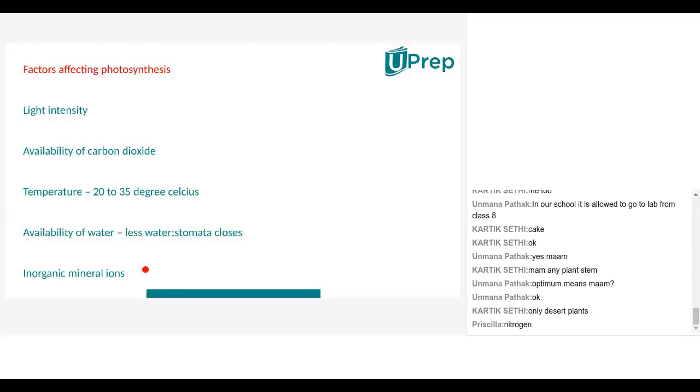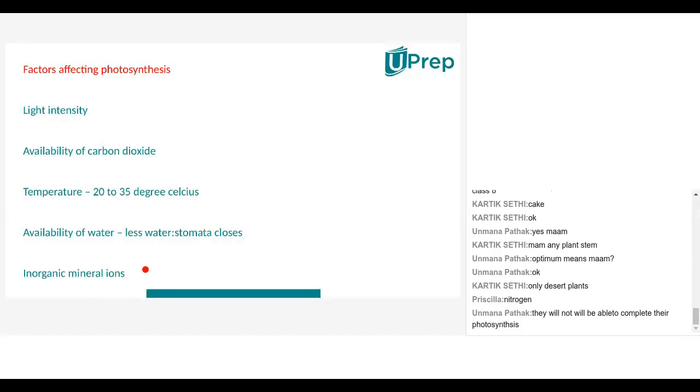What if you give them zinc fertilizer, iron fertilizer? You're giving all the fertilizers and you're saying, I gave my plant so much fertilizer, but still my plant is not growing. Why? Because that particular plant needs nitrogen and does not require other minerals.